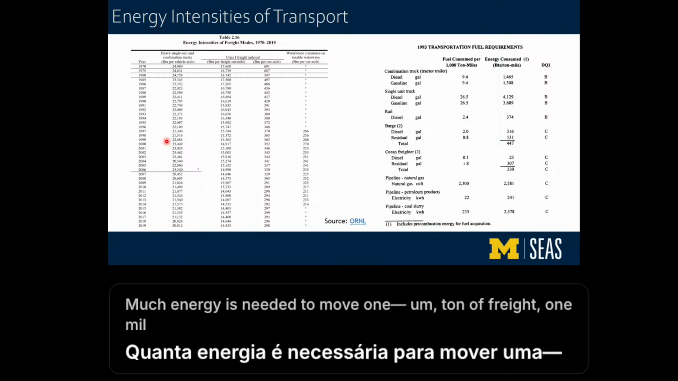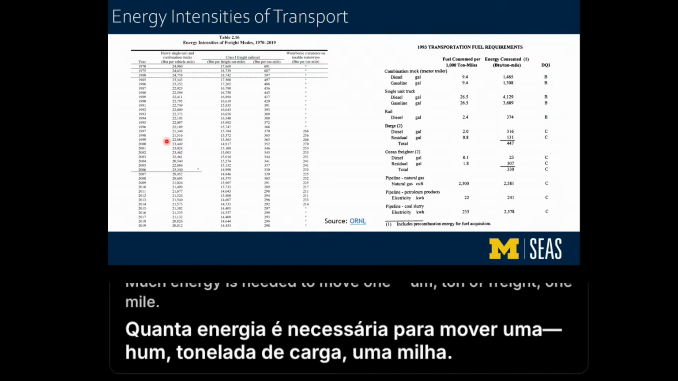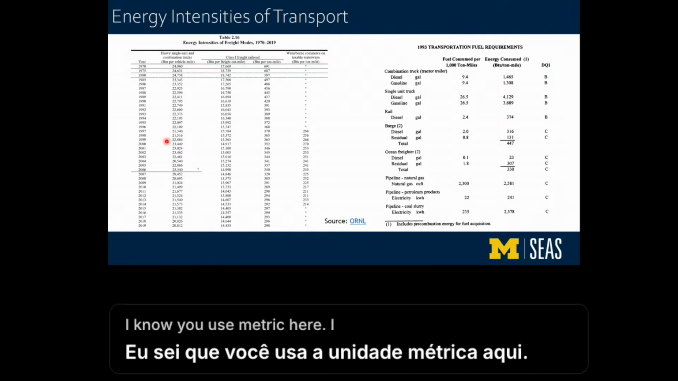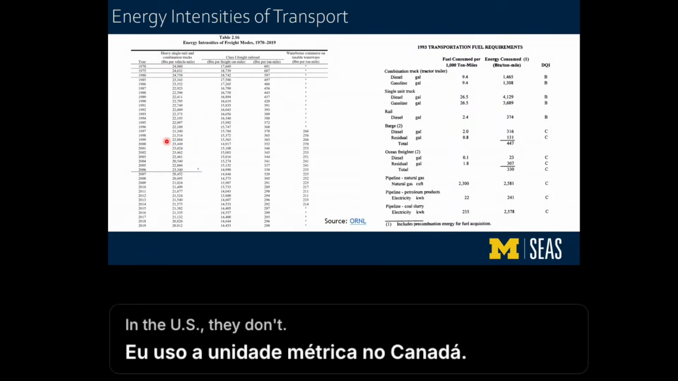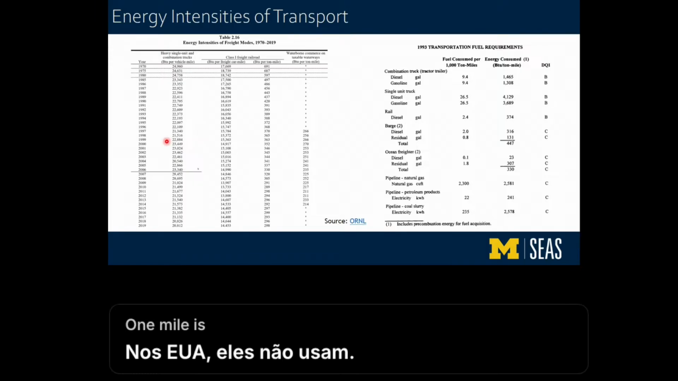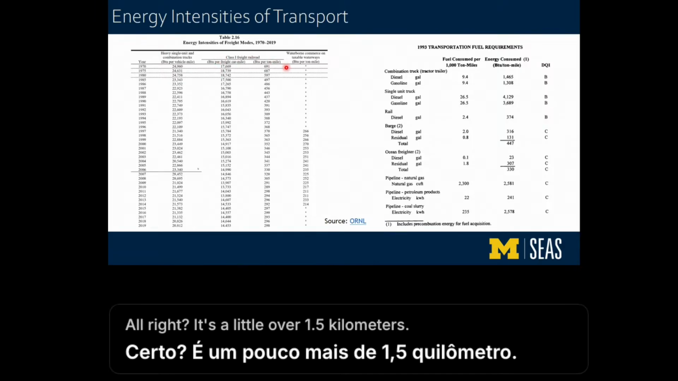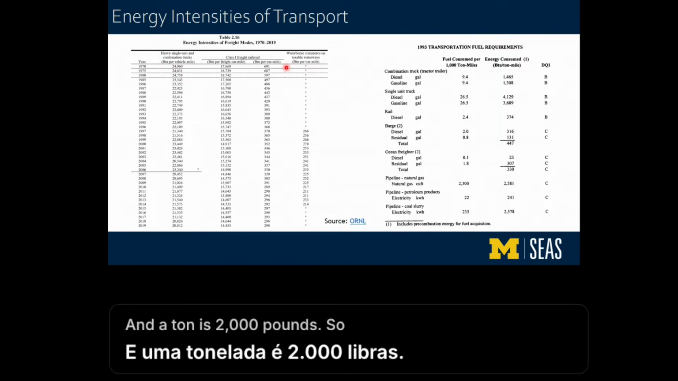I know you use metric here. I use metric in Canada. In the US, they don't. 1 mile is 1.625 kilometers. All right? It's a little over 1.5 kilometers. And a ton is 2,000 pounds. So it's about 90% of a metric ton, 900 kilos.